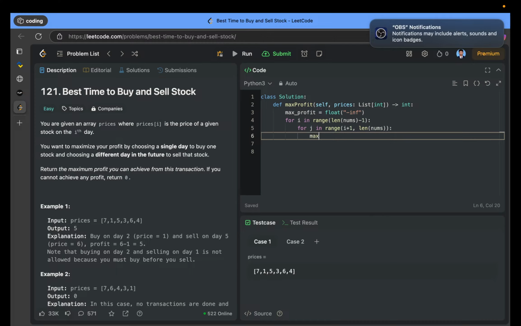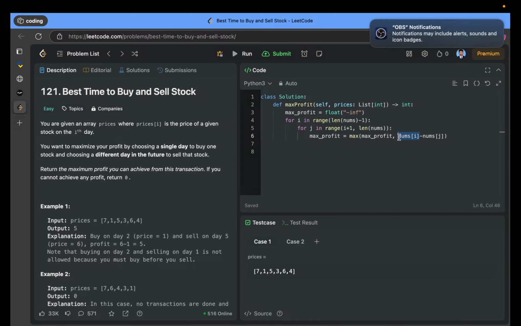So I can just write max profit is equal to max of max profit, and then the current number, that will be nums j, and nums i minus nums j, because this will be the first number.